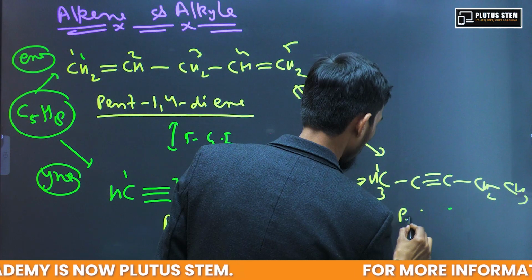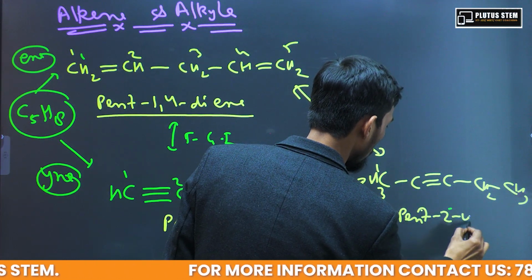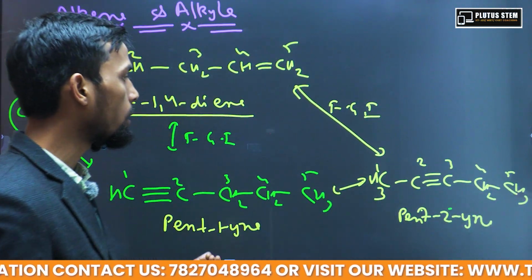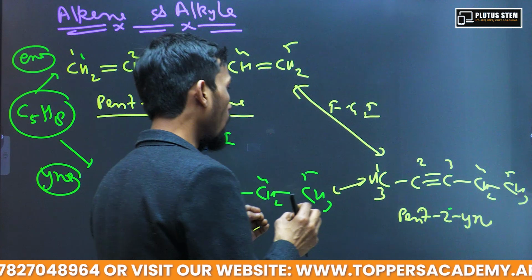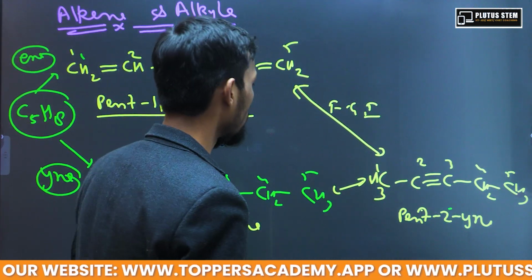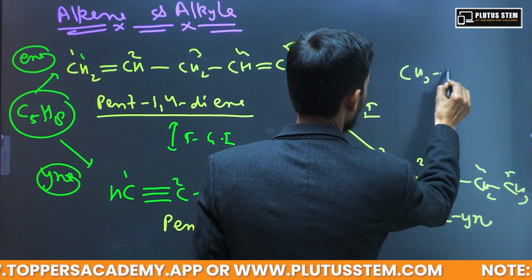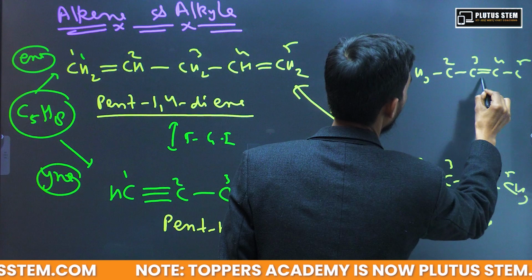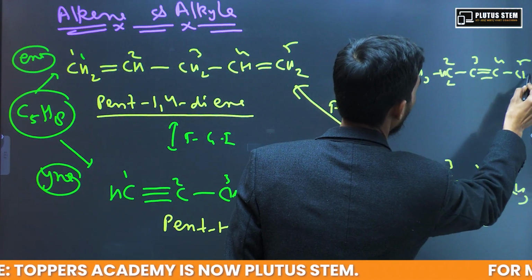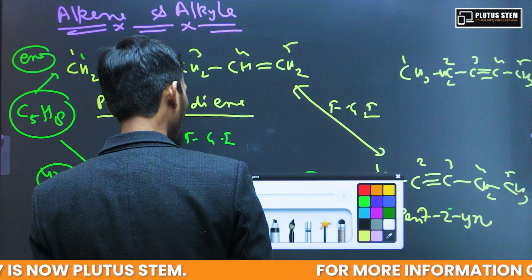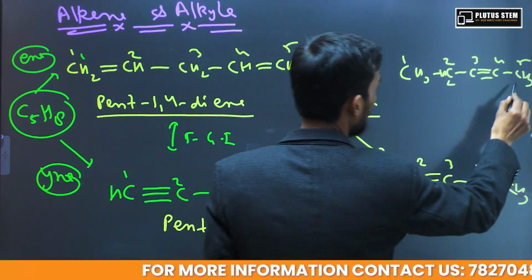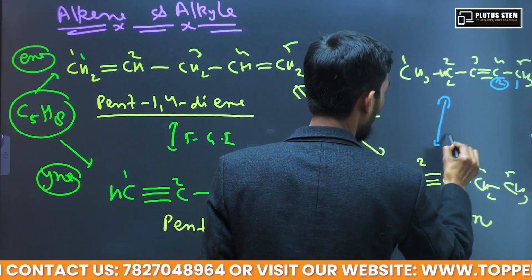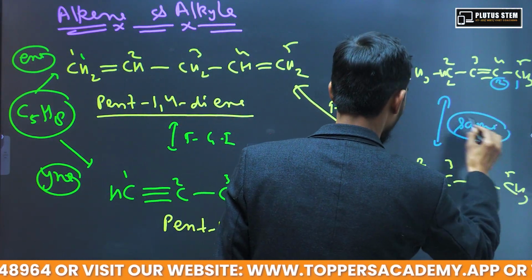This is pent-2-yne. And if you want to draw pent-3-yne, that will be like this: 1, 2, 3, 4, 5. But this is also not the right name. This will be numbered from this side, 1, 2. So this is pent-2-yne. So these two are the same compound only.